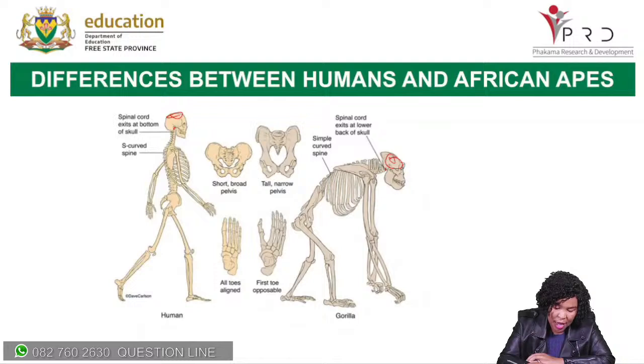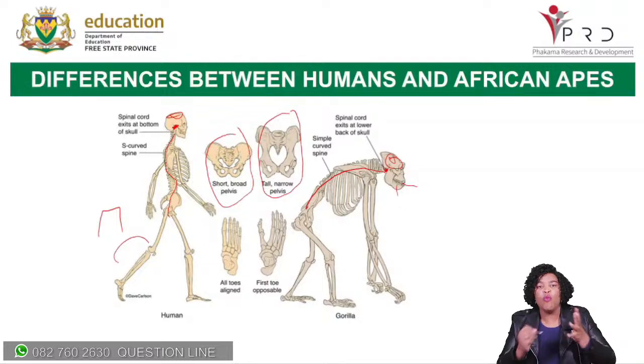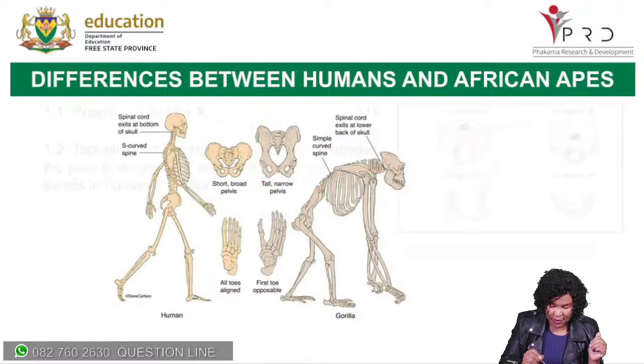The foramen magnum will be in a more forward position in the humans. Foramen magnum will be towards the back of the skull in the apes, and then the C-shaped vertebral column, and then you see there is an S-shaped vertebral column there. The pelvis of the human is short and broad, and then here is long and narrow. So all of these you must be able to identify when you are just given diagrams. Then with the teeth also, you must be able to tell that the one that is more rounded is the human. The one that has large, sharp canines, these are the canines, the ones of the African apes. So you must be able to tell those differences.